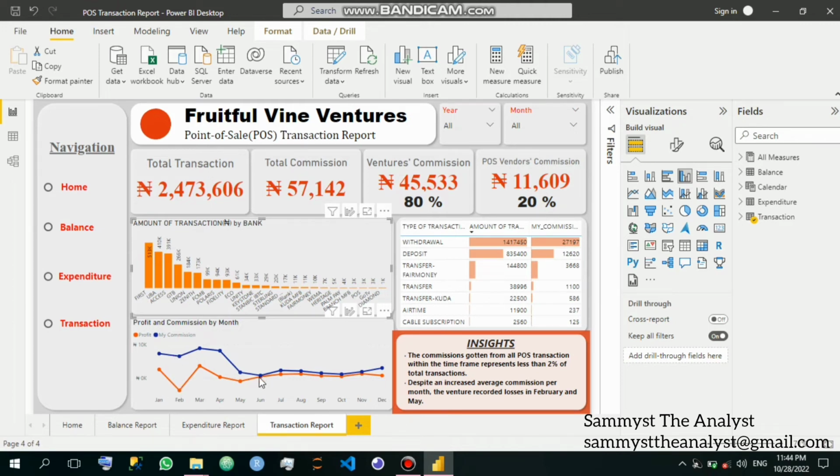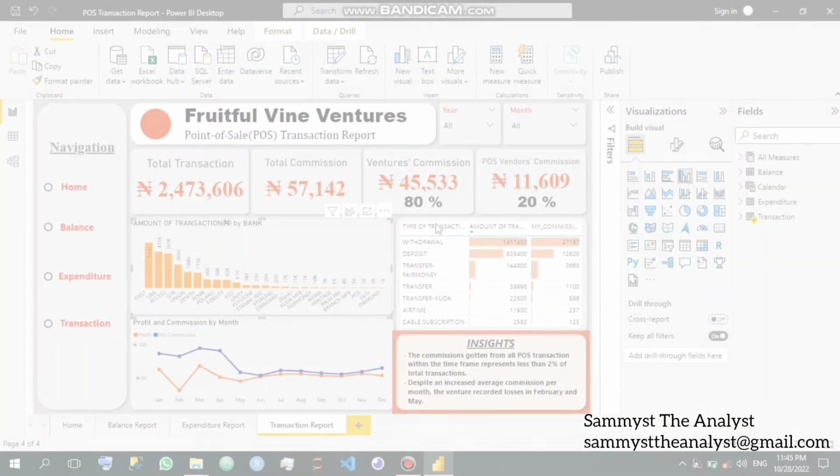And then when you look at the month of June, you can see here that they are almost interlocking one another, meaning that there were very little expenses incurred in the month of June, and also as you go towards the month of December.